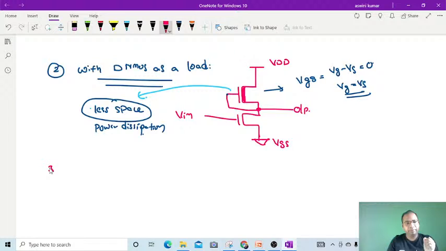The third one is where we are taking enhancement N MOSFET.